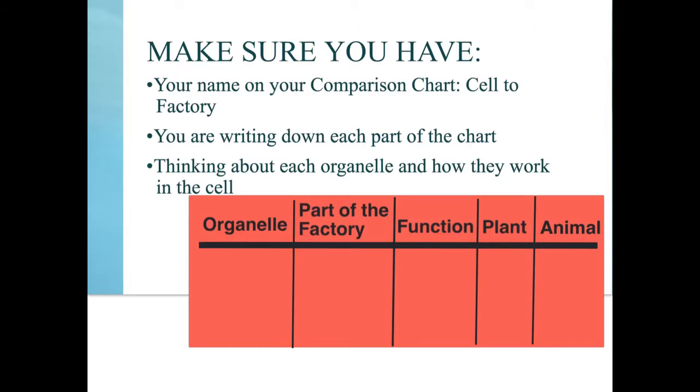Make sure you have your name on your comparison chart, cell to factory, that you are writing down each part of the chart, and that you're thinking about each organelle and how they work in the cell. Don't forget to write the name of the organelle, what part of the factory it's being compared to, its function or job that it does inside the cell, and last of all, put a check mark if it is in the plant or animal cell, or both.